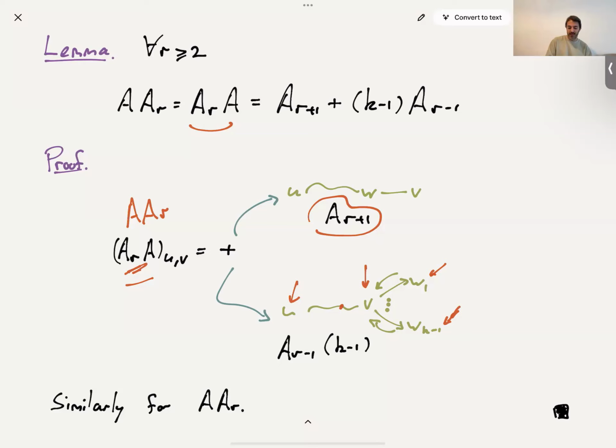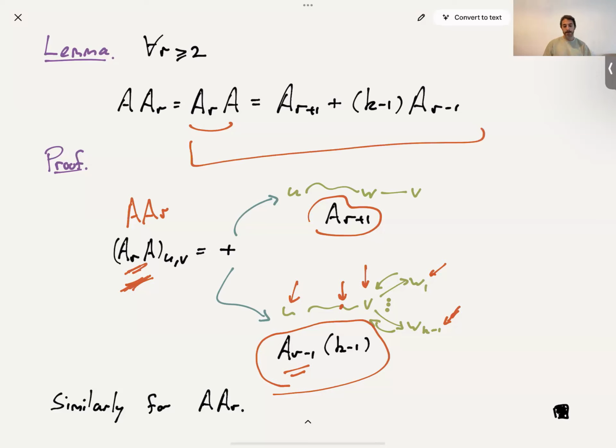So the way we broke it here, you have a length R minus 1 path, counted by A_{R-1}. And then you have K minus 1 options of which neighbor of V to visit, which is not the previous one because you don't want to backtrack. And then there's a deterministic step going backwards to V. So this number at entry UV captures all of the walks that do backtrack. So altogether, we get this result. And similarly, I can do it for A and A_R, it's the same thing.